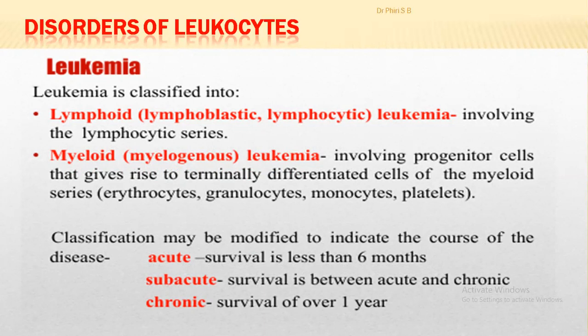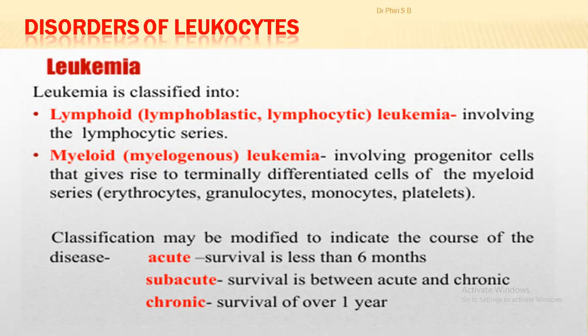Then you also have myeloid leukemia. This is myelogenous, meaning that it's involving the granulocytes and monocytes. The myeloid leukemia involves progenitor cells that give rise to terminally differentiated cells of the myeloid series. You're talking of erythrocytes, granulocytes, monocytes, and platelets. So this one will be severe because most of the cells are affected.